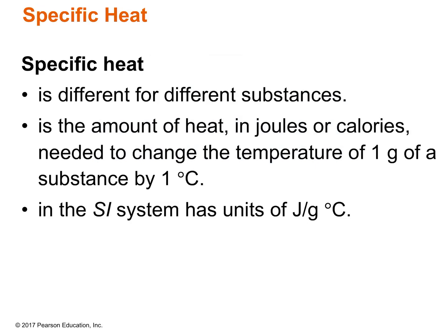The specific heat is different for different substances. And you'll hear me say specific heat or specific heat capacity. They mean the same thing, but they're different for different substances. It's the amount of heat, in either joules or calories, and we are typically going to use joules, needed to change the temperature of 1 gram of any substance by 1 degree Celsius. We talked about last time that the technical definition of the calorie was the amount of heat it took to change 1 gram of water 1 degree Celsius.